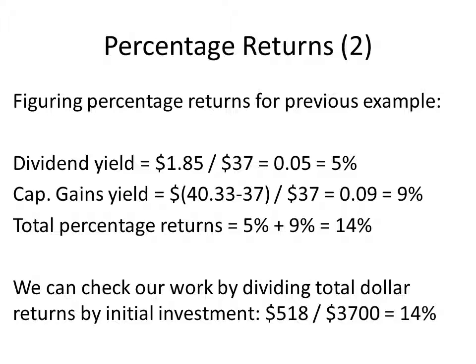Now, let's check our work by dividing that total dollar return that we had earlier of 518 by the initial investment of $3,700, and lo and behold, it comes out to be 14%, so our math was correct.